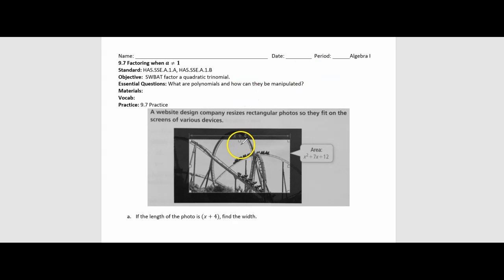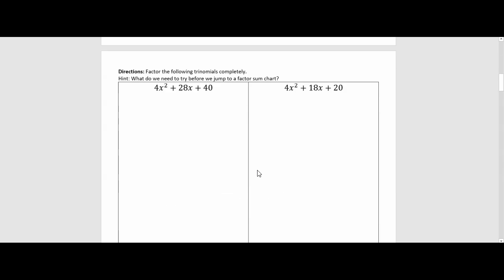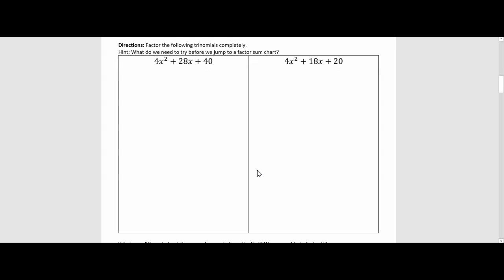We're going to skip the first page. That's just a little review of the type of factoring we did before, when a is equal to 1, factoring trinomials. And we're going to look at these two problems right here. So I'd encourage you to pause the video and see if you can factor both of these trinomials.